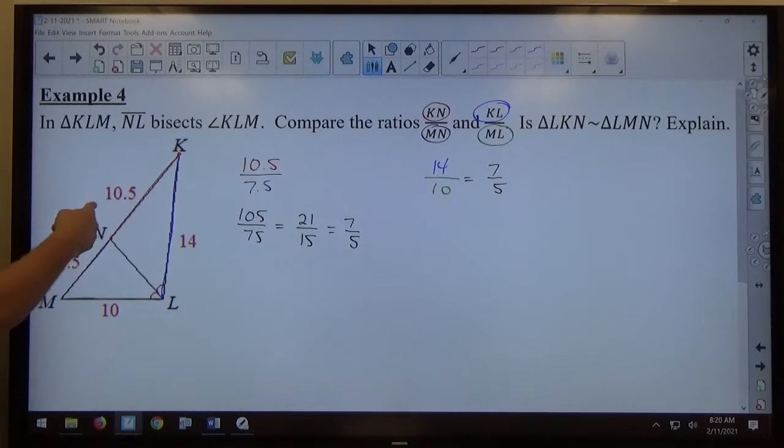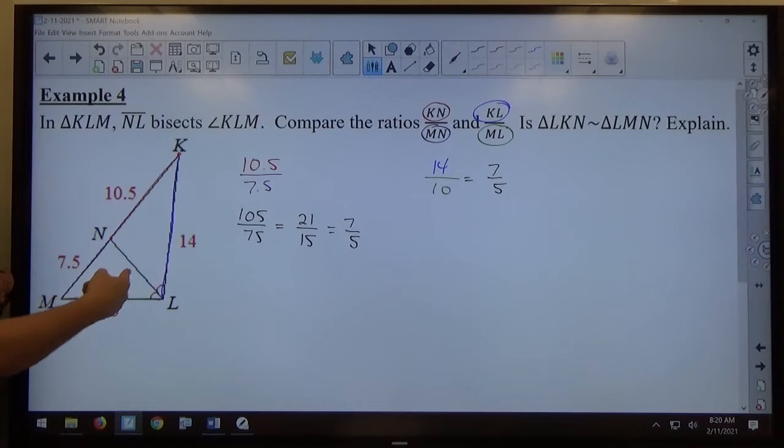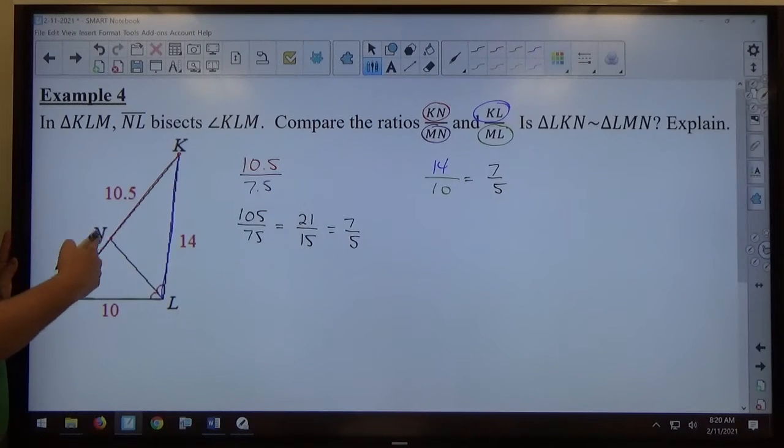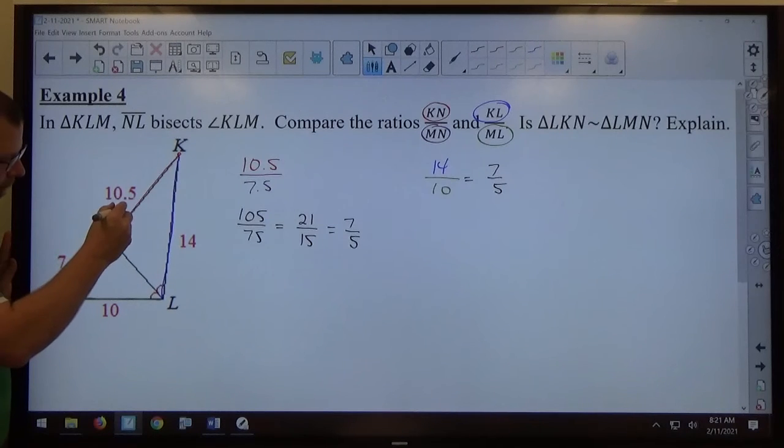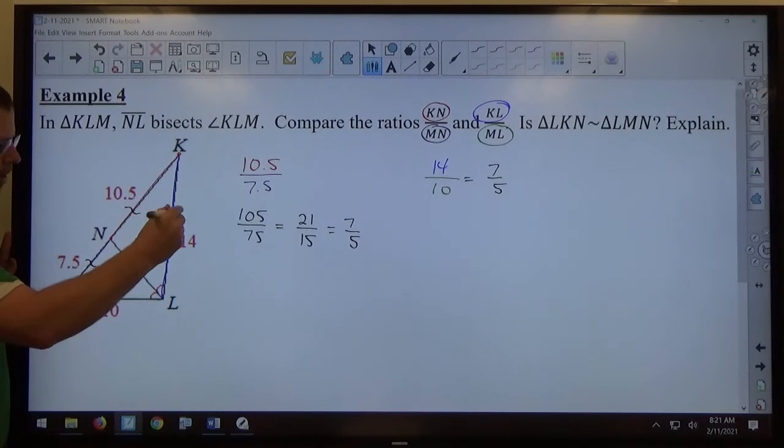So this piece over this piece is similar to this piece over this piece. This is just a specific example. It's not an abstract example, but I will say there's a theorem that states this. If a segment bisects an angle in a triangle, then the pieces of the opposite side are proportional to the sides of the angle. So basically this and this are proportional to this and this.